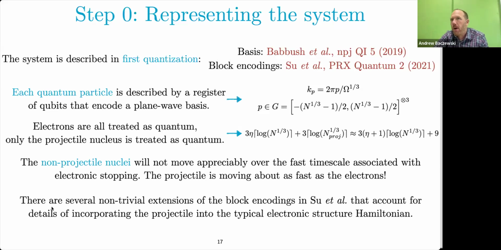And it's worth noting that our paper has some non-trivial extensions of the block encodings in it. If you're really into block encodings of first quantized simulation, I encourage you to look at the article to see how we deal with having different plane wave grids for the electrons and the nuclei. But this is all I'm really going to say about the first quantized representation.